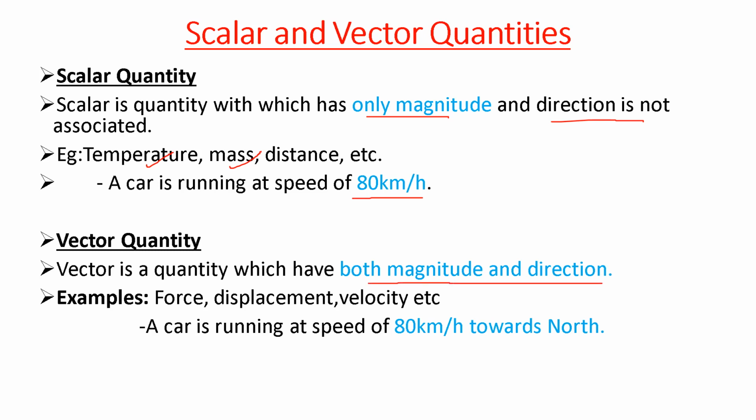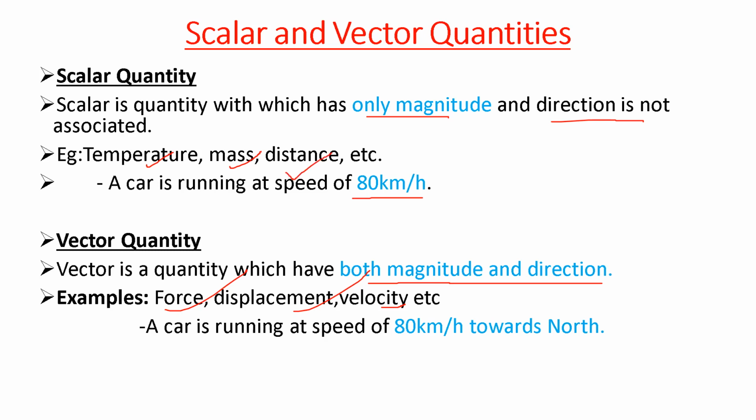For example, this force, displacement, velocity, these are the vector quantities. Velocity we will understand later in this chapter, and the displacement is a vector quantity, whereas the distance is the scalar quantity.